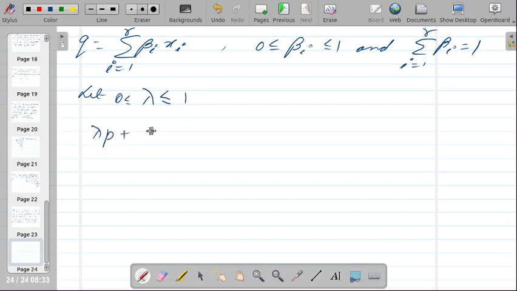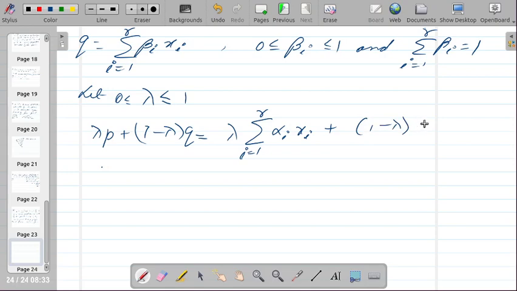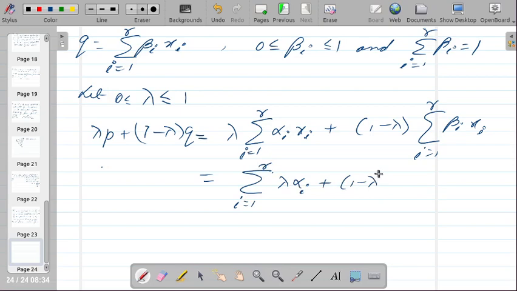So what is lambda p plus 1 minus lambda times q? This is equal to lambda into p, which is summation i goes from 1 to r of alpha i xi, and 1 minus lambda into q, which is summation i goes from 1 to r of beta i xi. So I can just take these things inside. It is of the form summation of i goes from 1 to r of lambda into alpha i plus 1 minus lambda into beta i, this whole thing multiplied with xi. This quantity itself is a scalar.